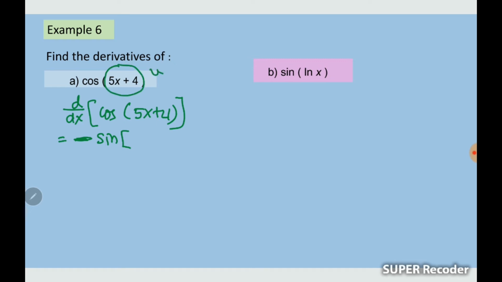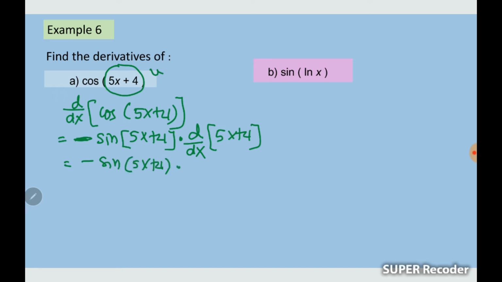So you substitute. What is u? 5x + 4. Then we haven't finished yet. You have to differentiate u. d/dx is the operator, which means you want to differentiate. What is u? Substitute. What is u? 5x + 4. Okay, follow or not? So the answer is negative sine(5x + 4).